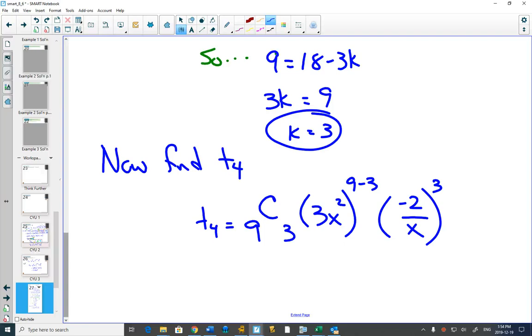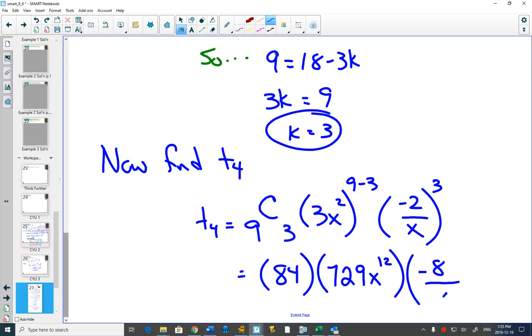So go to our calculator. 9 choose 3 is 84. 3 to the power 6 will be 729. X to the 12. Negative 2 cubed will be negative 8 over x cubed.